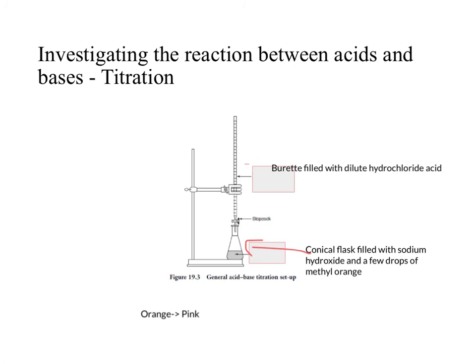Now there's a few little notes here about how to make sure this experiment goes as accurately as possible. So one of them is that you want to make sure there's a white substance underneath the conical flask. So you can add in a sheet of white paper underneath so you can see the colour really, really clearly. Or you can put it on a white tile or something like that.